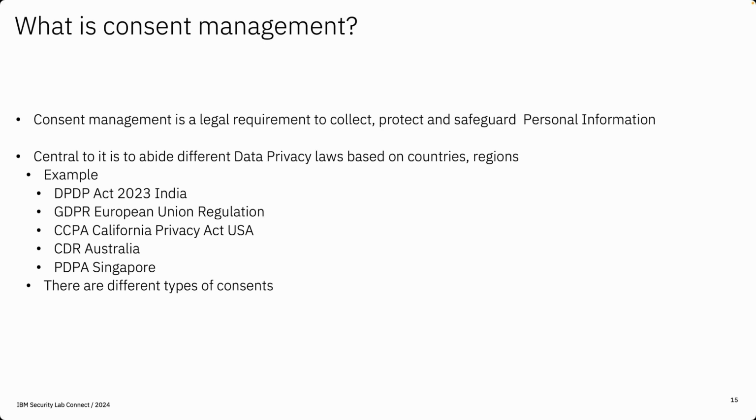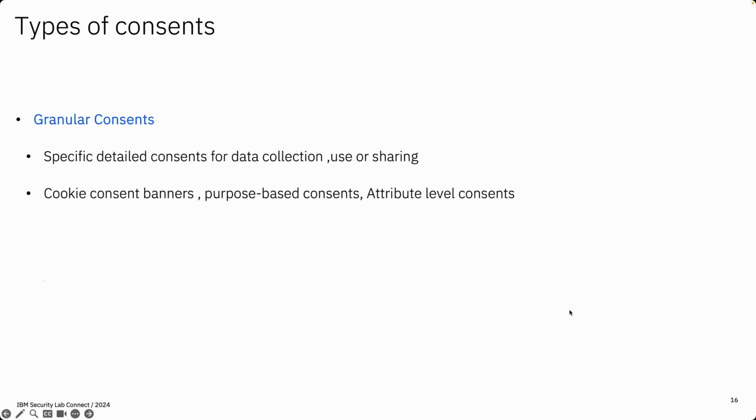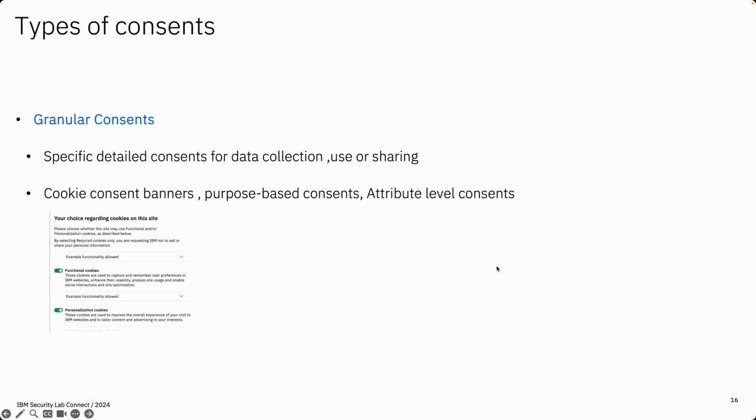Before we go further, we need to also understand what consents are. In our day-to-day life, we visit sites and often see a lot of prompts coming in. Some examples of consents that we see are granular consents, which are more detailed consents on why data is collected, what it is used for, and whether it is shared or not. Examples we see are cookie consent banners and purpose-based consent. One example you see in the picture shows what the purpose of these cookies is.